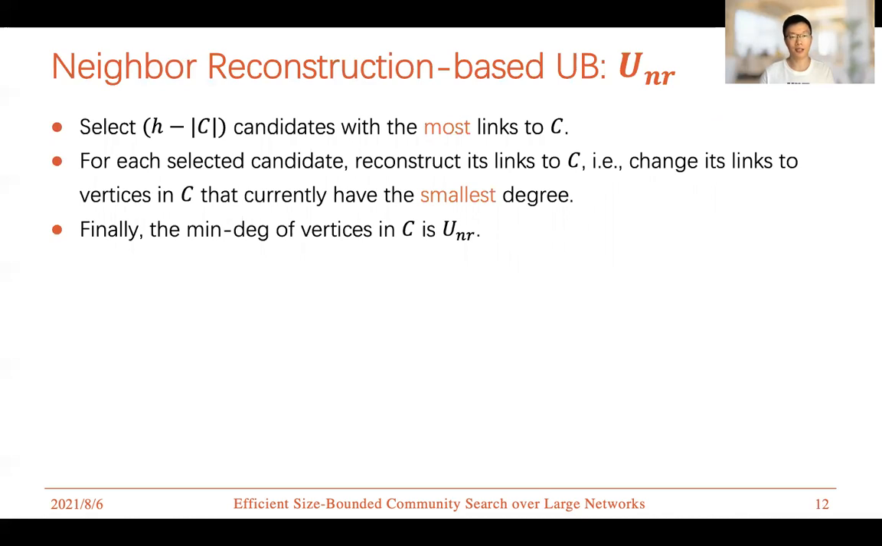It selects this number of candidates with the most links to C. For each selected candidate, reconstruct its links to C. That is, change its links to vertices in C that currently have the smallest degree. Finally, the minimum degree of vertices in C is the upper bound, UNR.